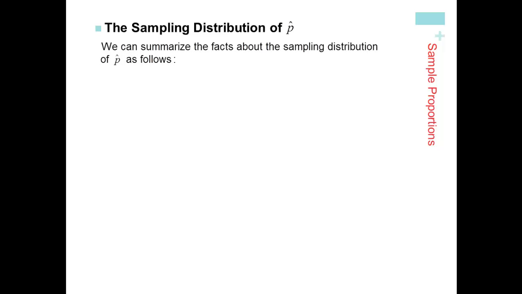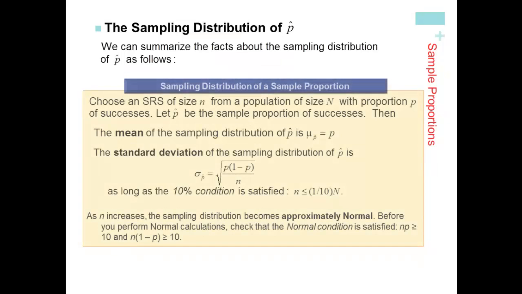We can summarize the facts about a sampling distribution of p-hat as follows. Now this will be our sampling distribution of p-hat. When we choose a simple random sample of size n from a population of size capital N with a proportion p of successes, we're going to let p-hat be the sample proportion of successes. Then the mean of the sampling distribution of p-hat is mu sub p-hat equal to p.